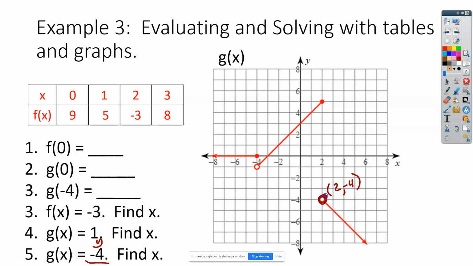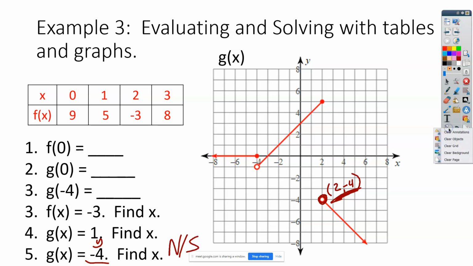But here's the problem. You may notice that's an open dot, which means even though that's the point, the problem is an open dot means that point is not actually on the graph. And so this one actually has no solution. Now, if that was a solid dot, then the answer would be 2. The x value that goes with that y value would be 2. But in this case, since it's an open dot, that point doesn't exist on our graph, and therefore we would say for that one that there's no solution.